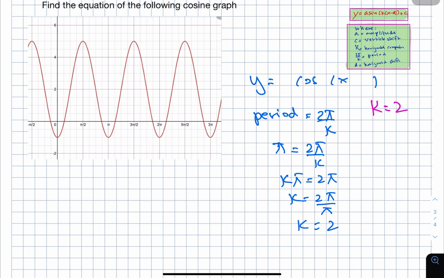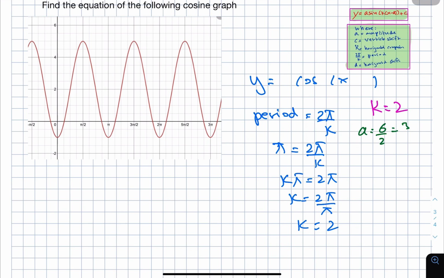So the amplitude is half the distance from the peak to the trough. The peak is at 5, the trough is at -1, so the distance between these 2 points is 6. So half the distance between them would be 6 over 2, which equals 3. So therefore, the amplitude is equal to 3.